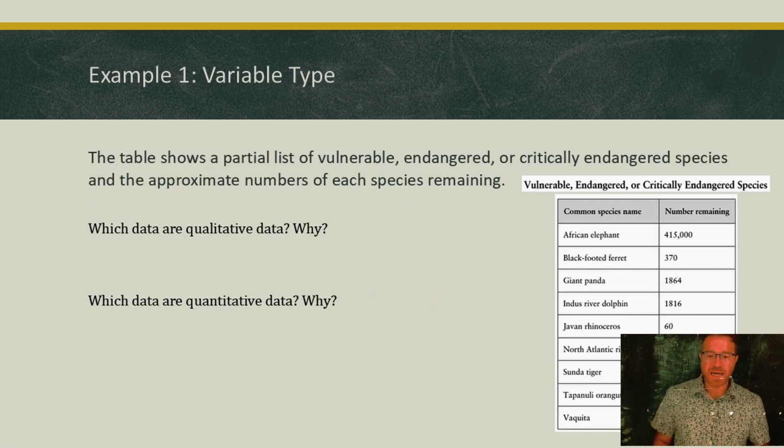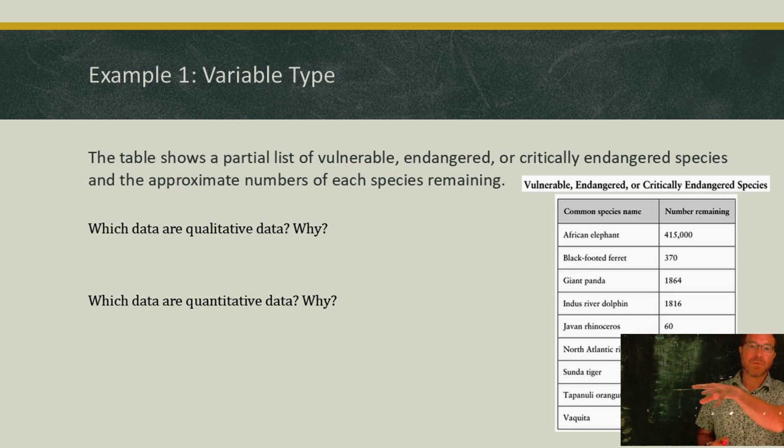An example of variable type would be, this table shows a partial list of vulnerable, endangered, and critically endangered species and the approximate number of each species that's remaining. So in this case, what type of data is our qualitative data? Well, that would be our species, right? Because that's a label. If something is labeled as a lion or an elephant, right? If I get a new animal, I can say, what species is this? And I can classify it as one or the other.